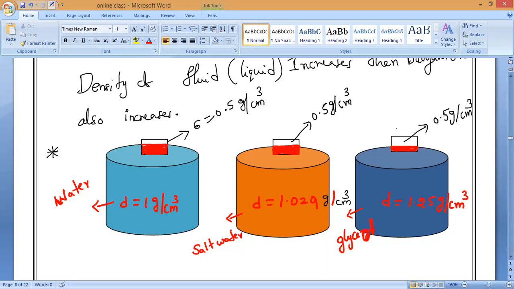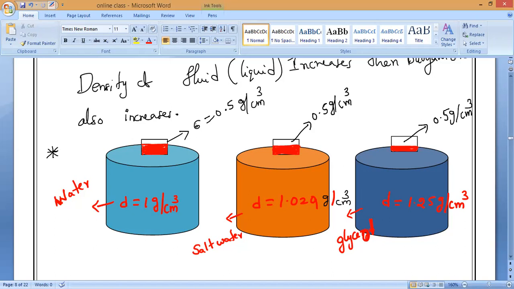Now, but here see, most of the object is immersed. Yes or no? Understand or not? Most of the object is immersed. Here, half of the object is immersed. And here, a very small percentage of the object is immersed. Now, sir, why is it happening?